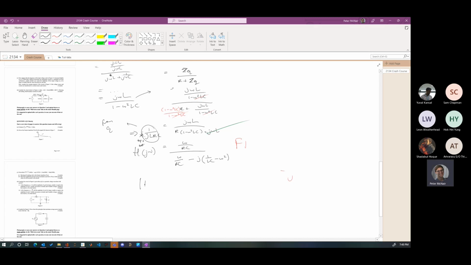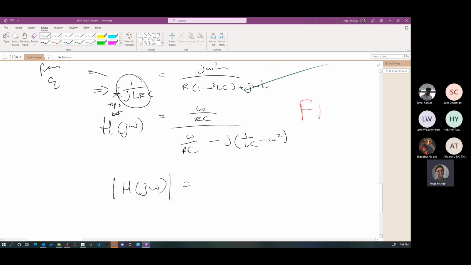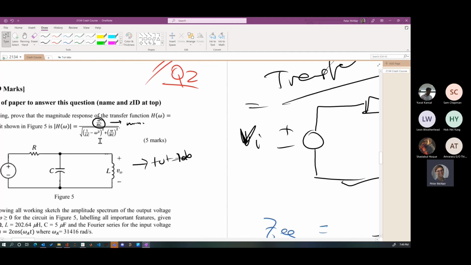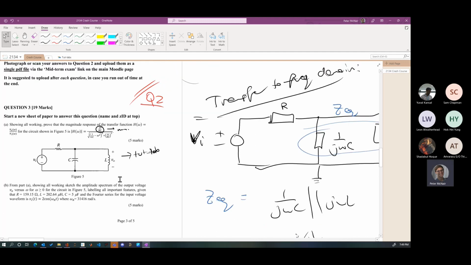So then let's take the magnitude of H of J omega. And if you aren't familiar with taking magnitudes, it's pretty easy. Essentially anything that's real just gets converted. Anything that's got an imaginary part, just do the modulus of each of the parts squared. 1 on LC minus omega squared. And if we compare, I think I did them the wrong way around, but that's okay. It's exactly the same. That's H of omega. Done. 5 marks. Not too bad.